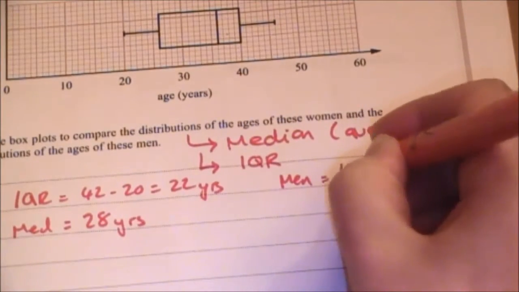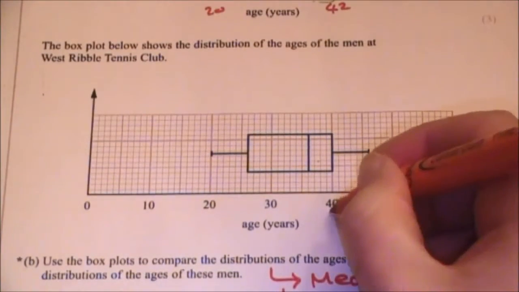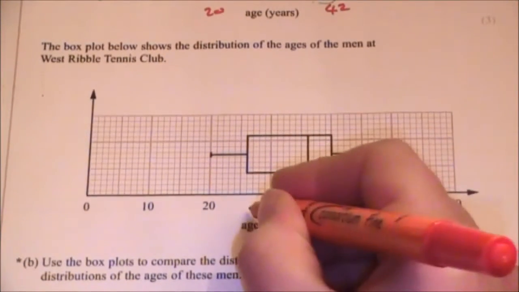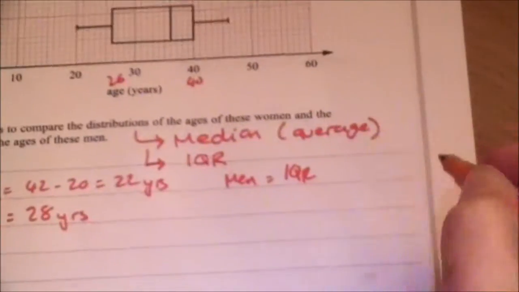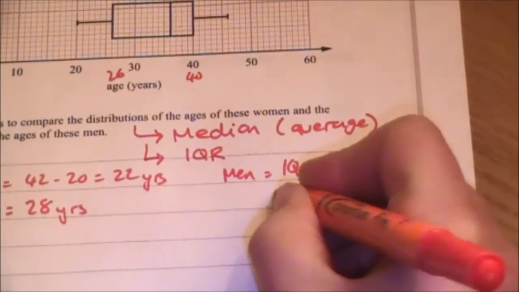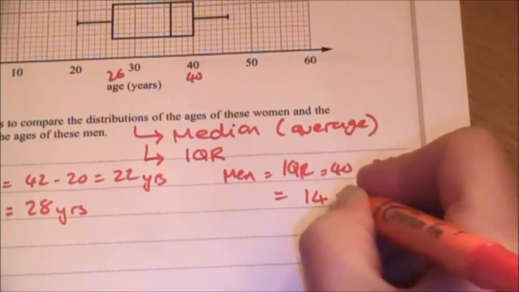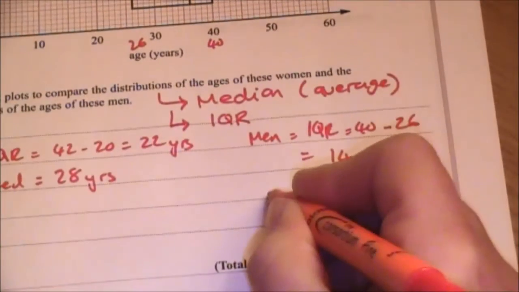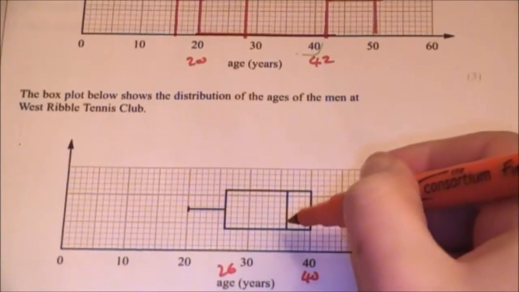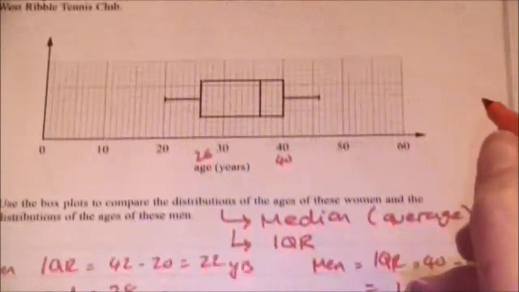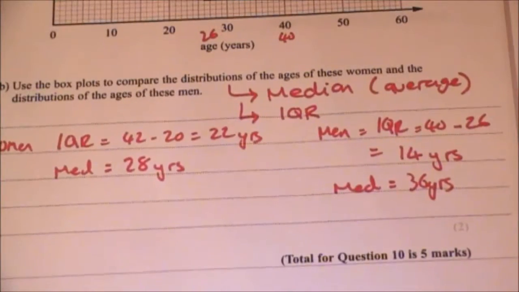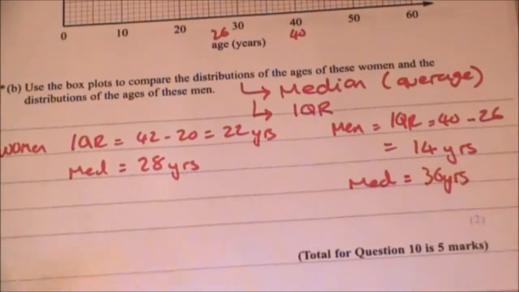have an IQR, so their upper quartile is 40 and their lower quartile is 26. So men have an IQR of 40 take away 26, which equals 14 years, and a median of, what's that, 35, 36 years. So now I've got my calculations, I can go ahead and make the comparisons.